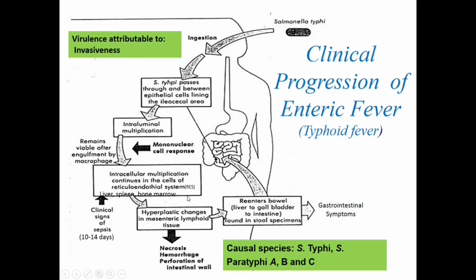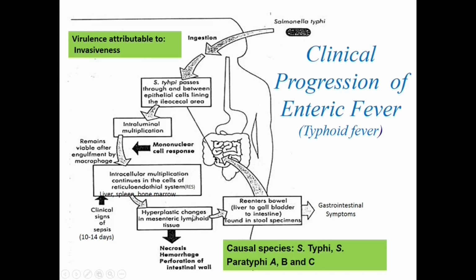Okay, it is at this phase, when there is multiplication within the reticuloendothelial system, that the person will present with clinical signs of sepsis, fever, bacteremia, and so on. Within the reticuloendothelial cell, there will be hyperplastic changes in the mesenteric lymphoid tissue, which may end up in necrosis or hemorrhage and perforation of the intestinal wall. So a severe enteric fever presentation may end up even with hemorrhage or perforation in the intestinal wall.